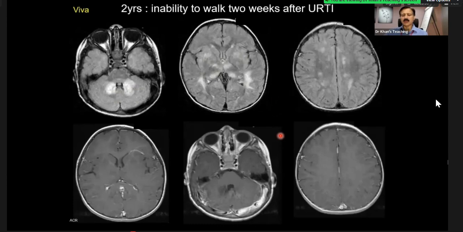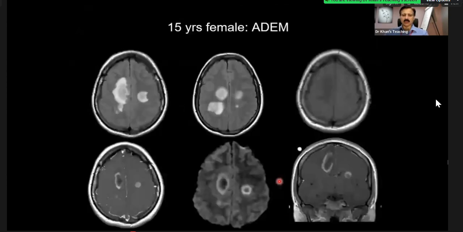Please remember, in the real world, many of these patients, the history is too vague, and at times they just forget that they had something like this. Just to make a point that in ADEM, the lesions can be larger. They can again show enhancement, which can be horseshoe shaped like this.